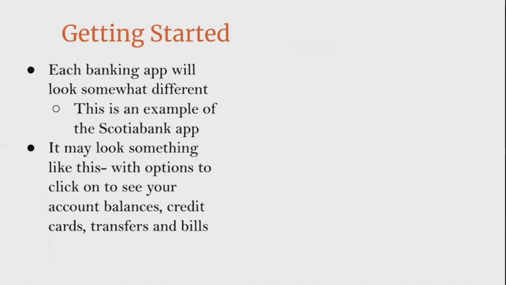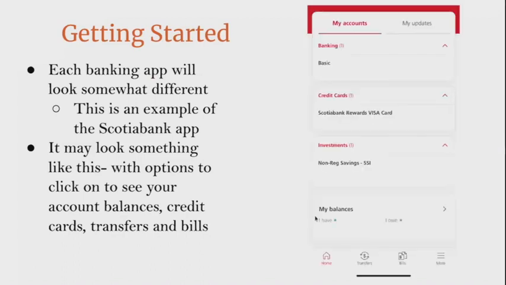Getting started. Each banking app will look somewhat different. This is an example of the Scotia Bank app. It may look something like this with options to click on to see your account balances, credit cards, transfers, and bills. So there should be a breakdown, and each of it will look different for every account, but there should be a breakdown that you can see various options. So such as your banking, your credit card, your investments, and your current balances.